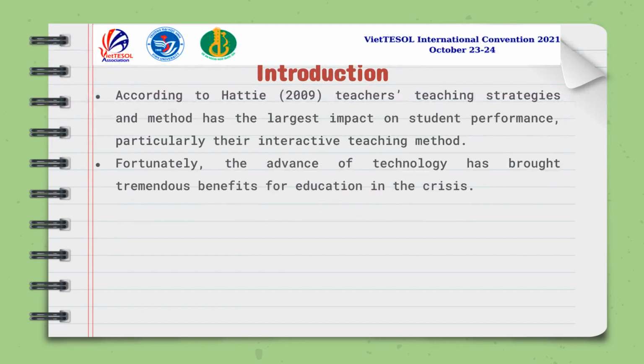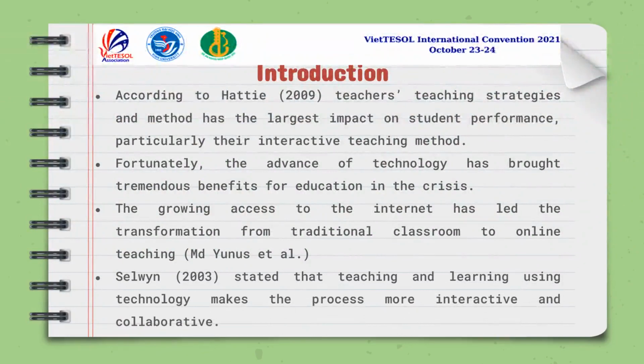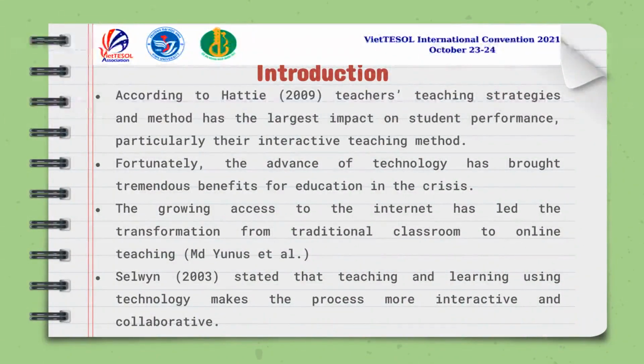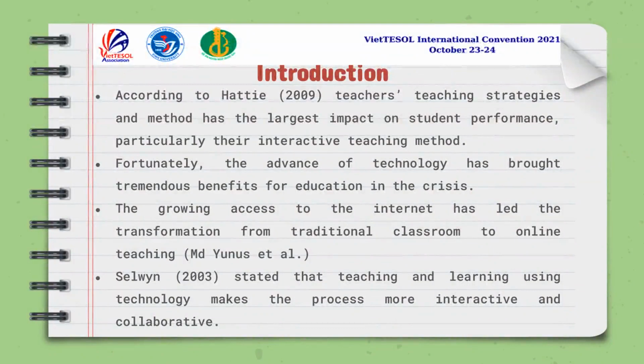Another point is that technology advances have brought tremendous benefits for education in the crisis, especially since the outbreak of the COVID-19 pandemic. According to Miller Yunus and his partner, the Internet has led to a transformation from traditional classrooms to online teaching. And according to Selwyn 2003, teaching and learning using technology makes the process more interactive and collaborative. It is even believed that in the future, with the assistance of artificial intelligence, the virtual teacher can replace most of the roles of offline teachers too. However, no studies so far have shown that a virtual teacher can replace the roles of an offline teacher.